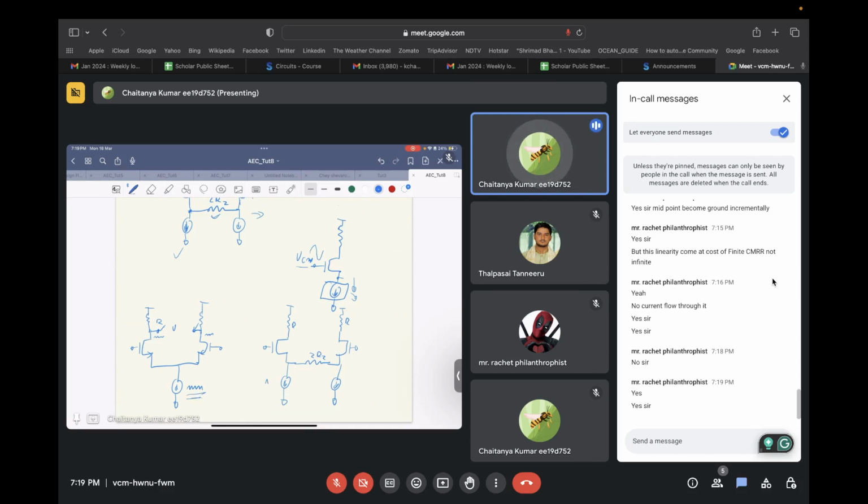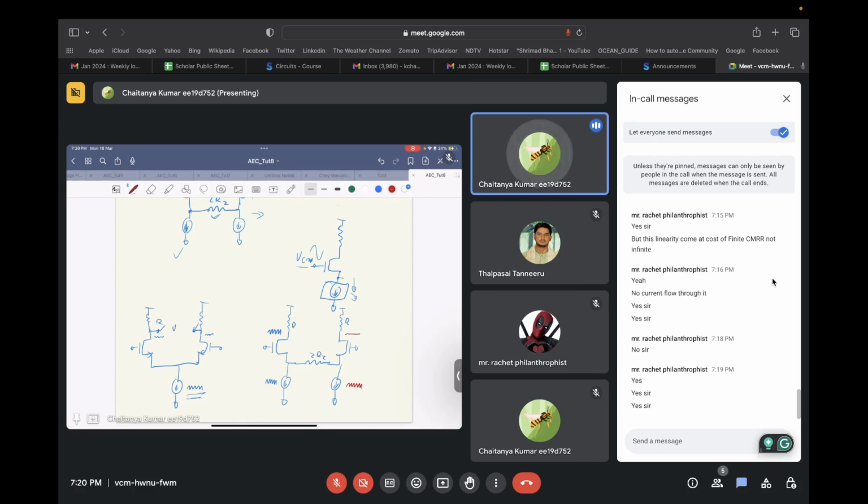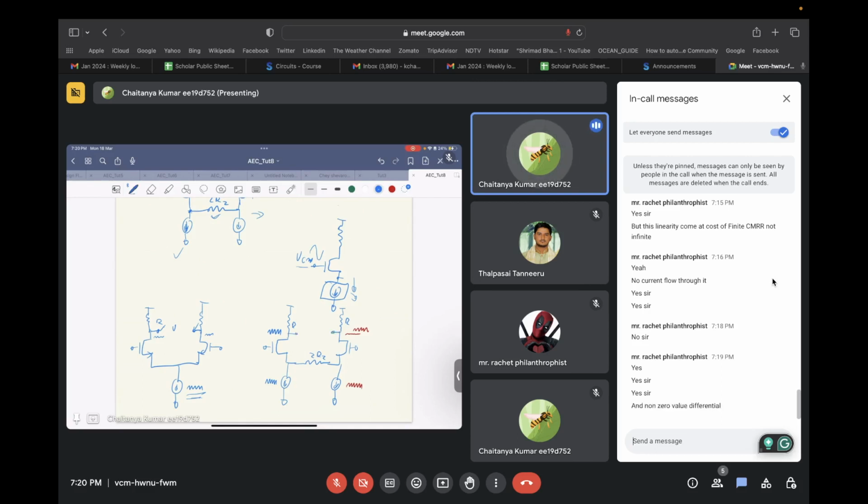But if there is some difference in the current source over here, and let's say this disturbance is different from this particular disturbance, then the distribution will be unequal. So whatever differential voltage you take between these two nodes will be non-zero. Any disturbance in the current sources will now result in a non-zero differential voltage.